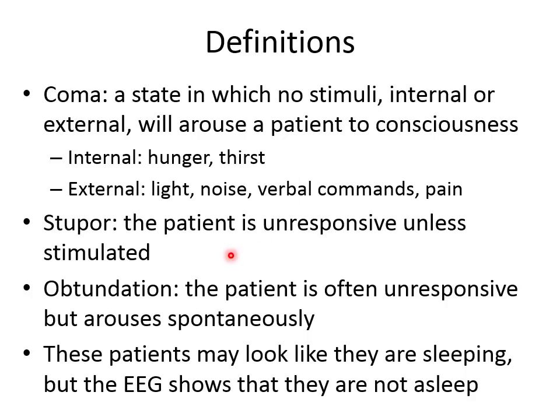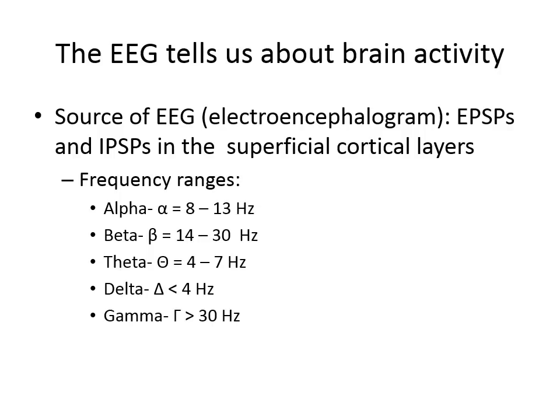Stupor: the patient is unresponsive unless stimulated. Obtundation is when the patient is unresponsive but can arouse spontaneously. These patients may look as if they're asleep, but the EEG would show whether or not they're asleep. The EEG tells us about brain activity.